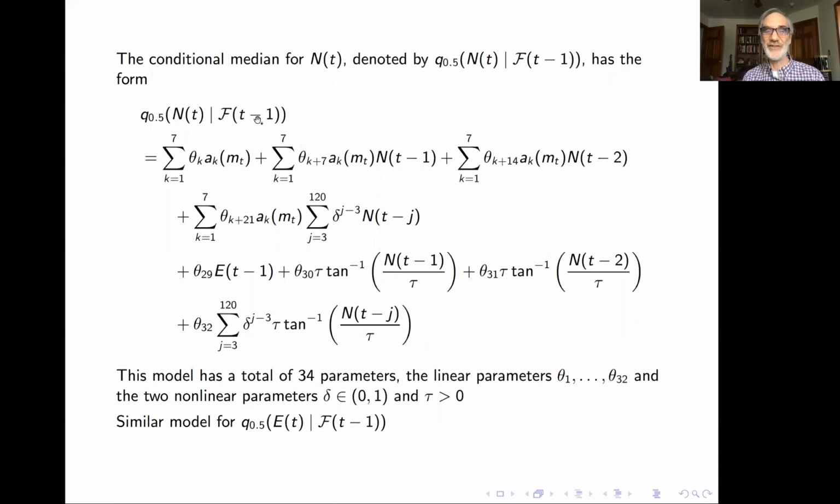Okay, so F_{t-1} is just all the past. And so I'm going to try to quantify. So this is a model for the conditional median of the northerly component of the wind vector given the past. And there's a similar model for the easterly component. So there's a part with fixed coefficients that allows for an unconditional diurnal cycle. And then there's all these other terms. I'm going to go through them individually, so I'm not going to really go into the details now. But let's look at the model. There's 34 parameters in all. 32 of them are linear, and then there are 2 nonlinear parameters, this delta and these tau. So I'm going to go through these.